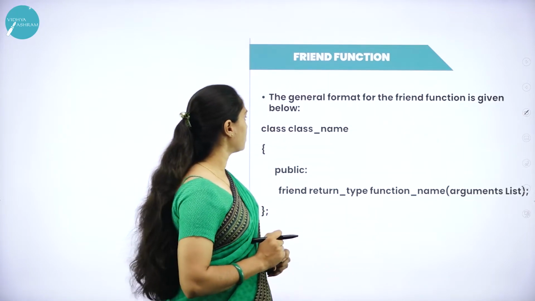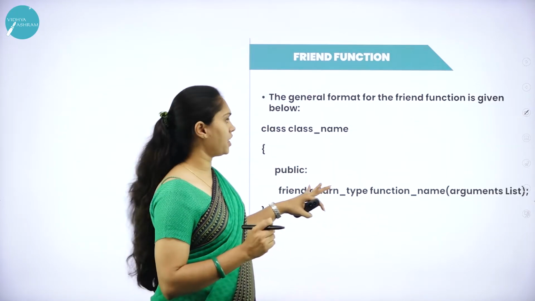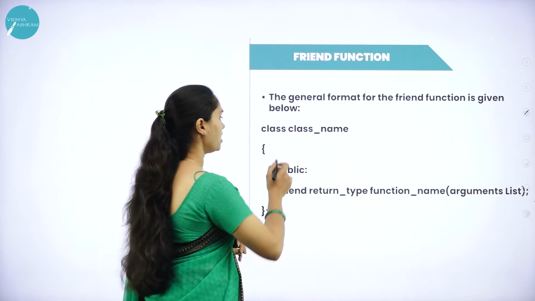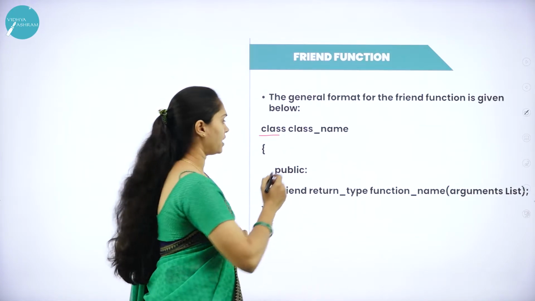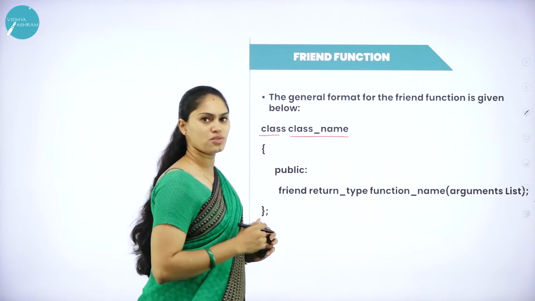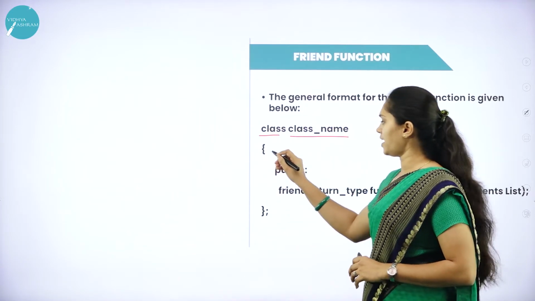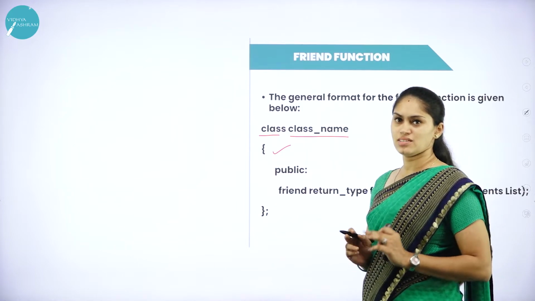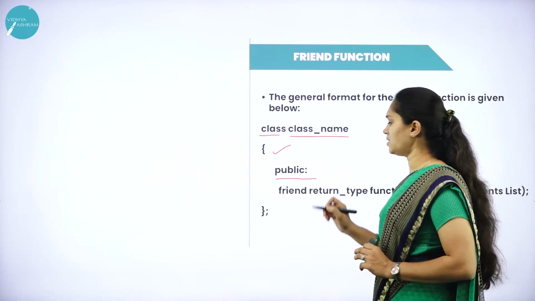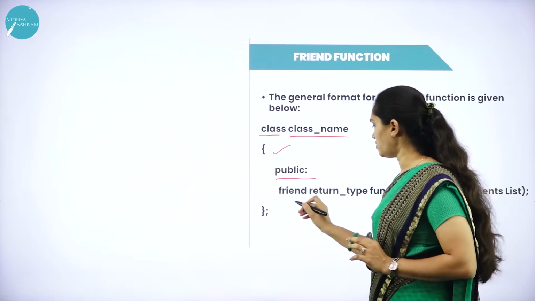Okay, so we'll see the general format in order to define this friend function. Here class is a keyword and I have a class name in order to specify the name of a class. After that, the opening of the curly brace indicates where the class execution gets started, and then under public I am taking one friend function.